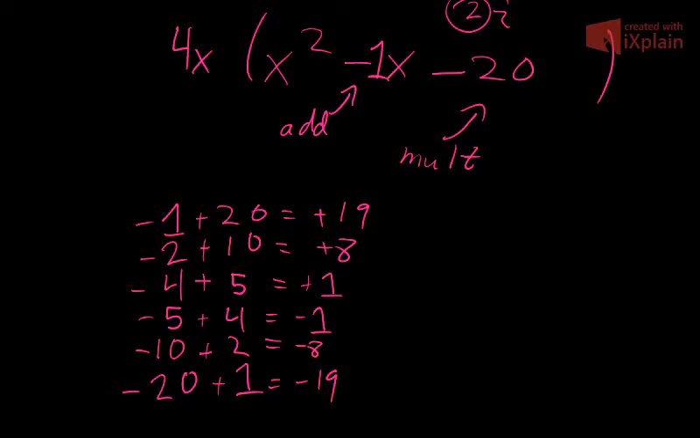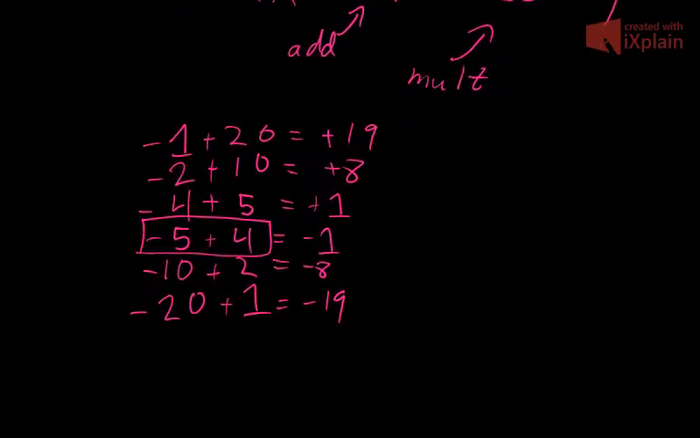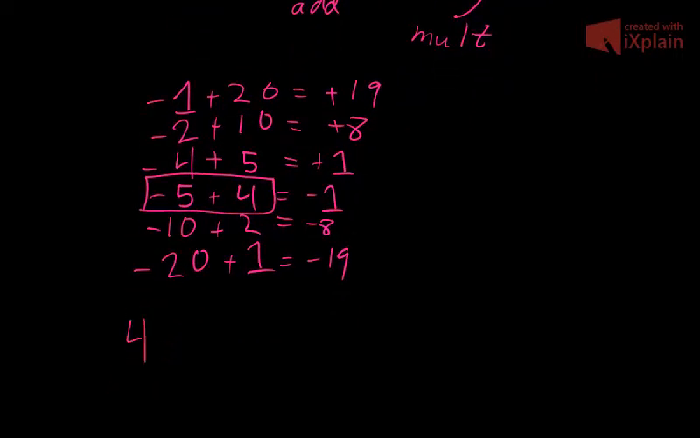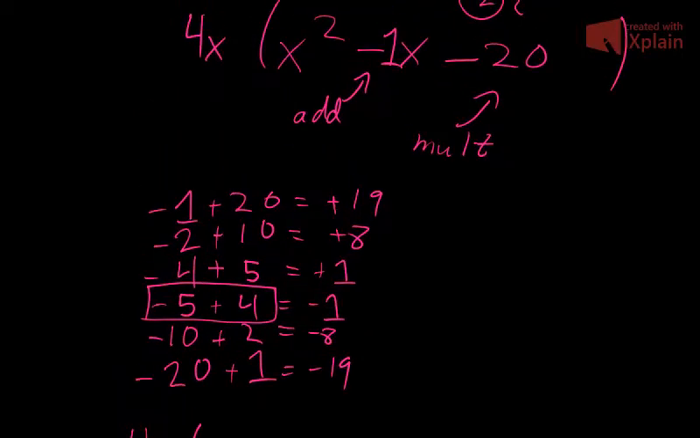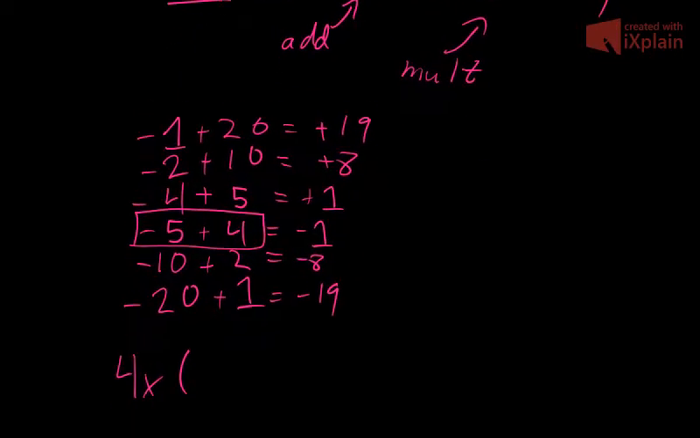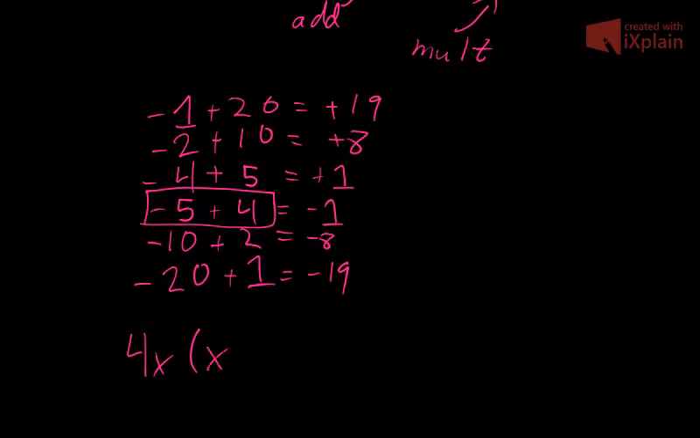Looking back up here, I'm trying to add to negative 1, so it looks like my numbers are going to be negative 5 and 4. So I'm going to break that up. I end up with 4x, because I want to keep this. And I'm going to take my factored numbers, which are x minus 5 and x plus 4. And just like that, I am done.